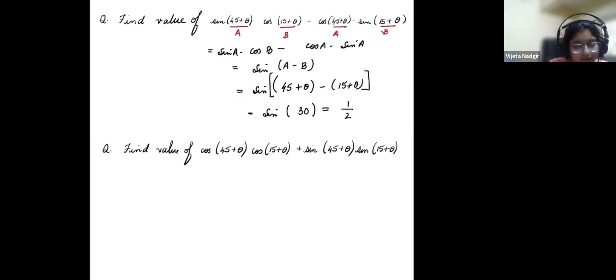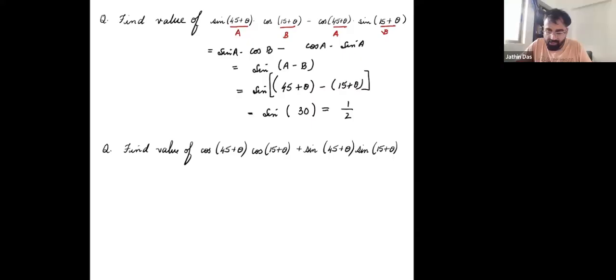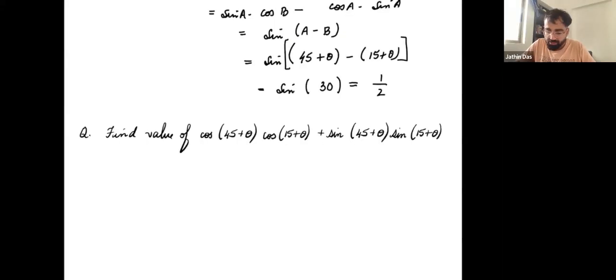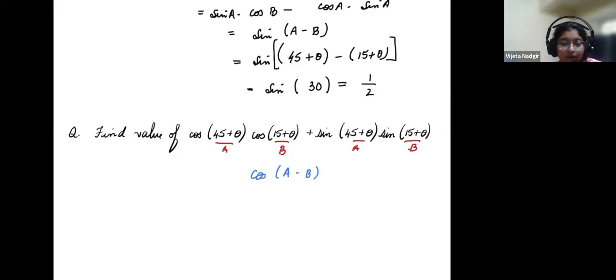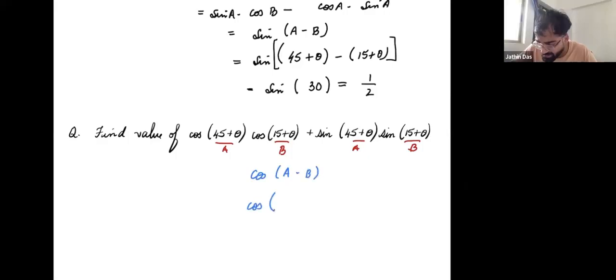Root 3 by 2, second one. Yeah, next is root 3 by 2. Very good. So this is A, this is B, this is A, this is B. So it is cos A cos B plus sin A sin B, which is cos(A minus B). Same thing, same: 45 plus theta minus 15, 30 will come. This is root 3 by 2. Okay.